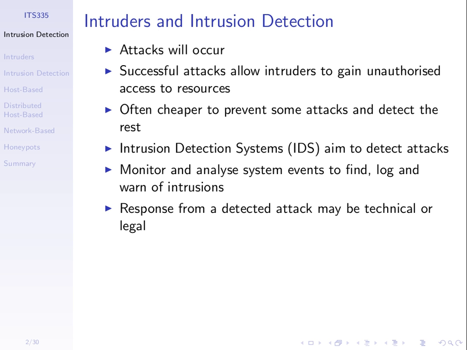Once we know about an intrusion, we can take other measures. Maybe we can take technical measures. We can improve our system. If we know someone can intrude through this hole, then we can block that hole in the future, so they can't do it in the future. Or we can find out who did it and take legal measures. Get some financial reimbursement or some penalty on the attacker.